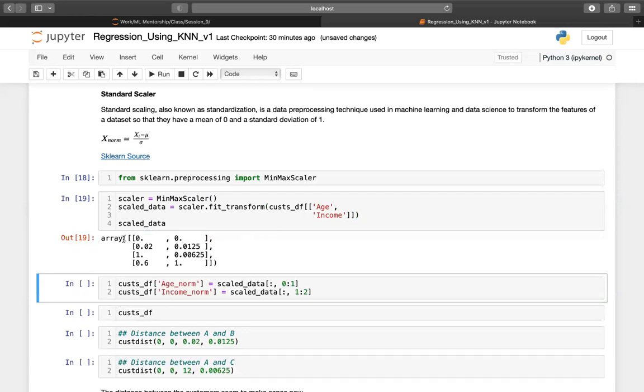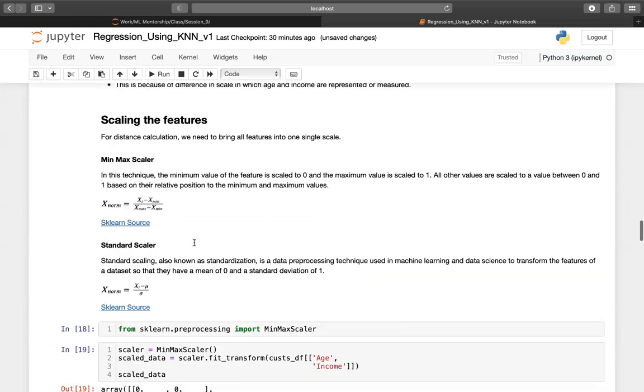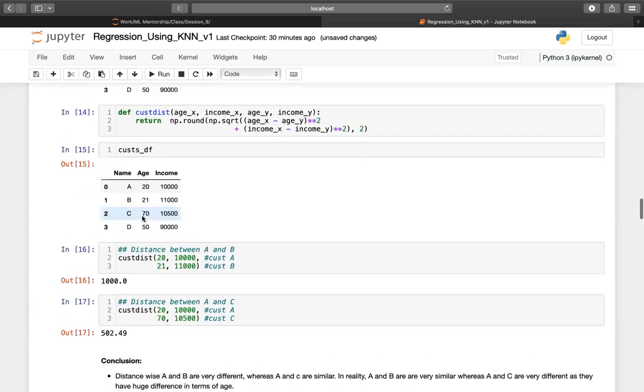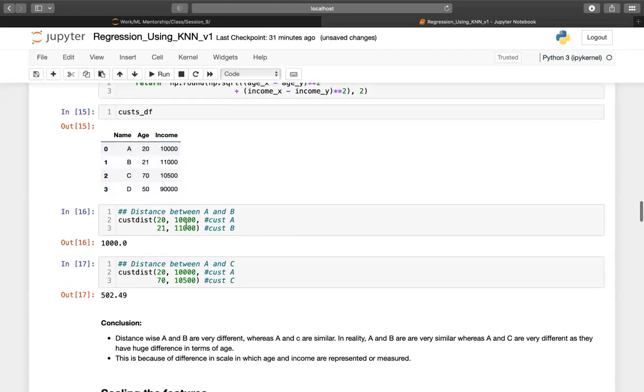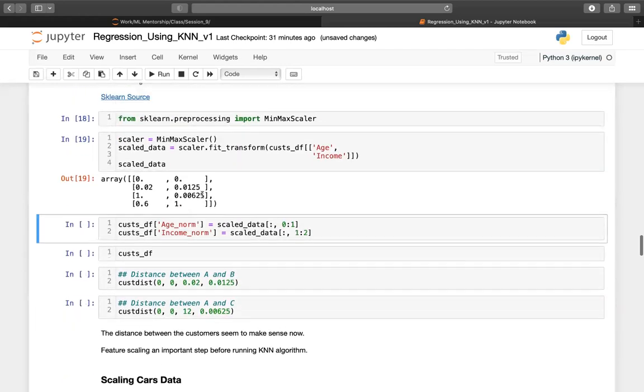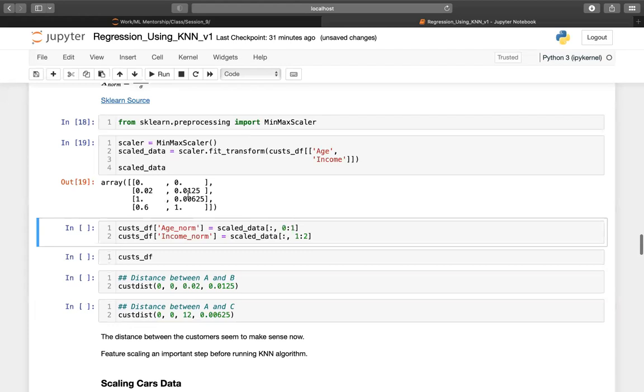So scaled data. Now the data has been scaled. If you look at the first one, it's scaled to 0, 0, because in terms of age and income, both are minimum here. For example, this is the maximum value of age and this is the maximum value of income, so they will be appropriately set to 1 and 1. And other values are calculated based on those.